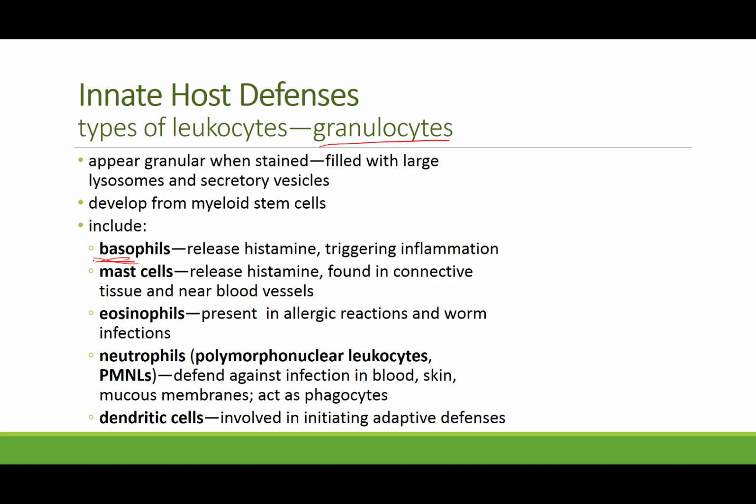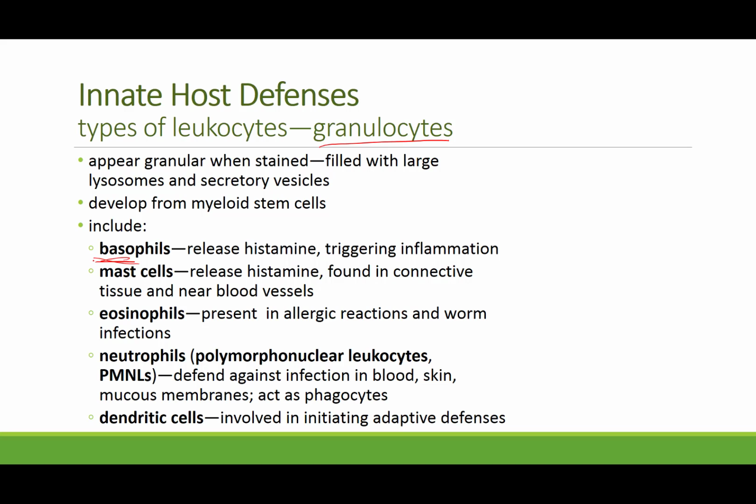So when you look from neutrophil to neutrophil to neutrophil, you may see different shapes in each one of those cells. So that's that polymorph. Polymorph means different, many shapes, and nuclear because it's about the nucleus. These guys defend against infection in the blood, in skin, in mucous membranes, and they're capable of acting as phagocytes.